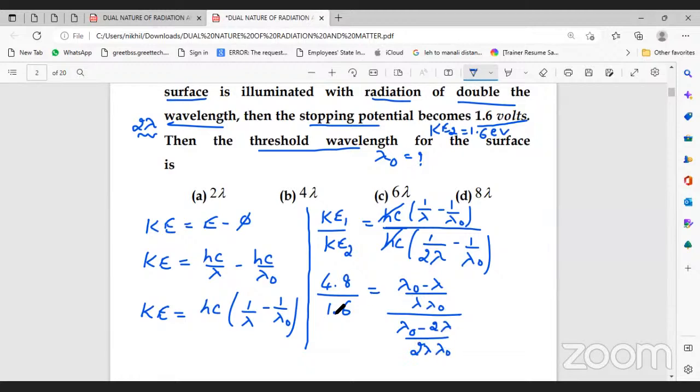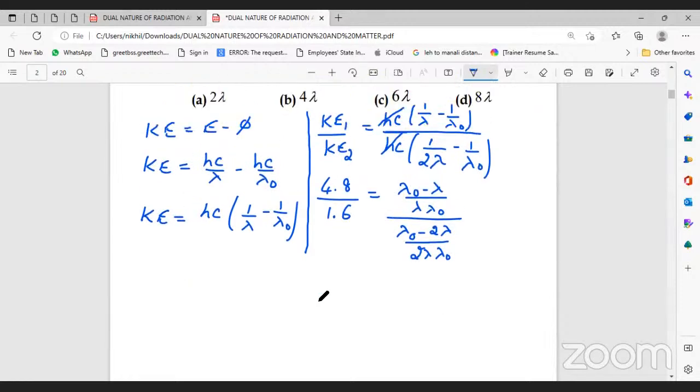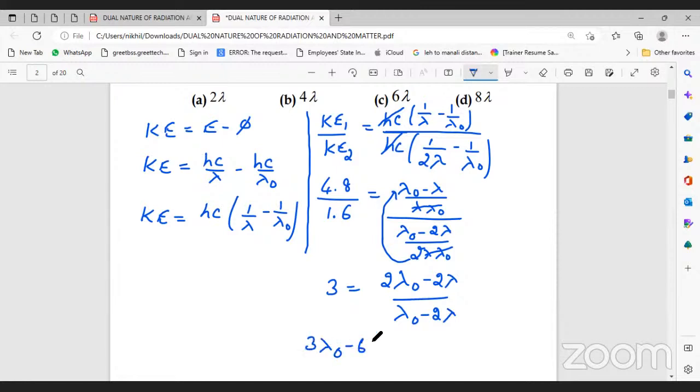What is 4.8 by 1.6? 3. Lambda lambda naught will get cancelled. 2 goes up, right? So 3 times lambda naught minus lambda by lambda naught minus 2 lambda. Cross multiply: 3 lambda naught minus 6 lambda equals 2 lambda naught minus 2 lambda.